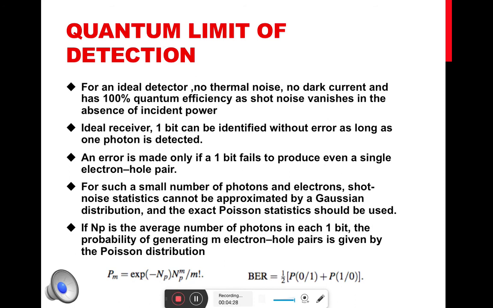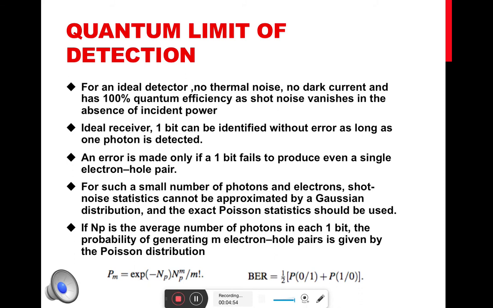So the next topic for discussion is quantum limit of detection. When you are dealing with the quantum limit of detection, first we have to understand what is an ideal detector. For an ideal detector, there will be no thermal noise, no dark current noise, or no shot noise. That is, it will have 100% quantum efficiency. There won't be any thermal noise, dark current noise, or shot noise for an ideal photodetector.